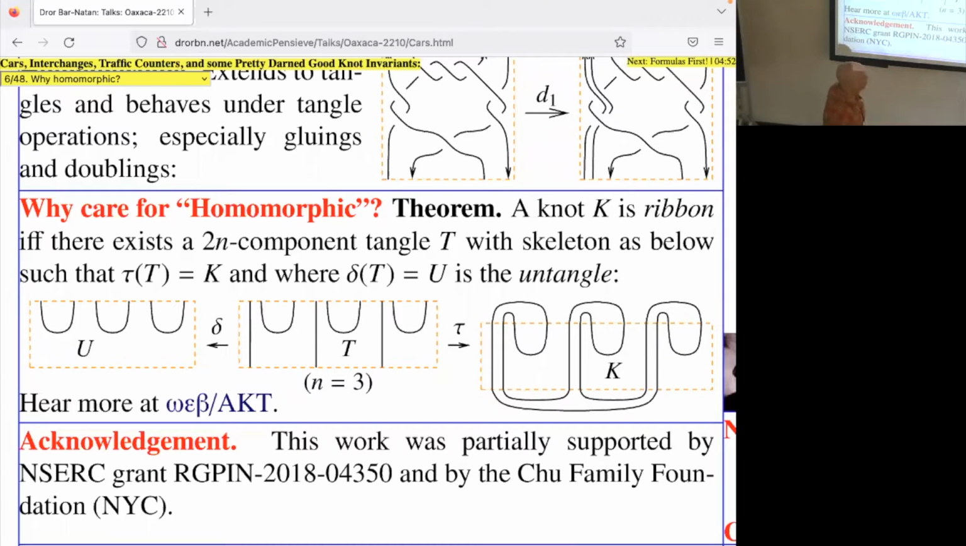The point of this is that this is a completely algebraic definition of ribbon knots, given the operations we have. So if you have an invariant that respects these operations, it stands to say something about ribbon knots. Maybe it will give you a condition for when a knot is not ribbon, and then maybe you will be happy about it. And I could tell you more about it, and you can find more about it at omega epsilon beta/AKT, but I will not do it right now because I want to do other things.